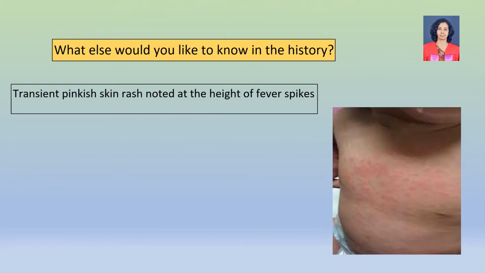Well, what else would you want to know about this patient? I will give you a few minutes to think of the questions that you would like to ask the mother to come to a differential diagnosis.